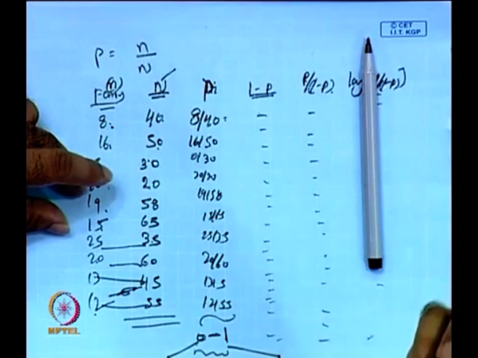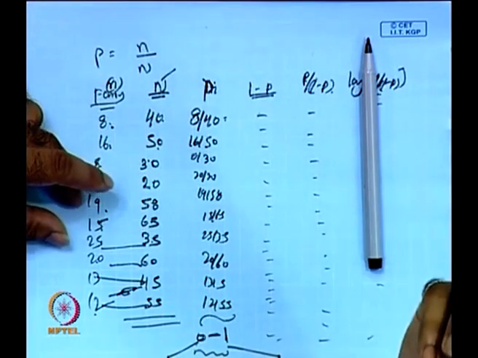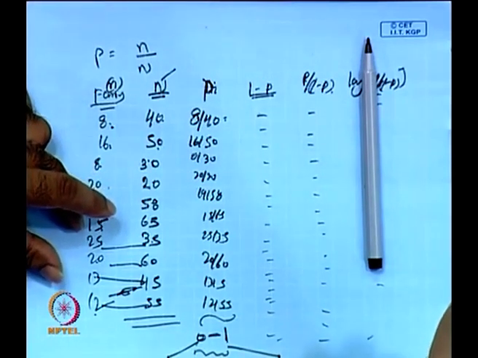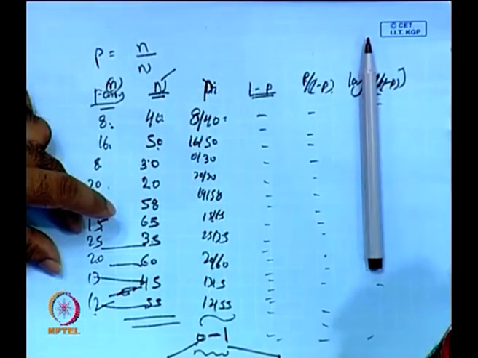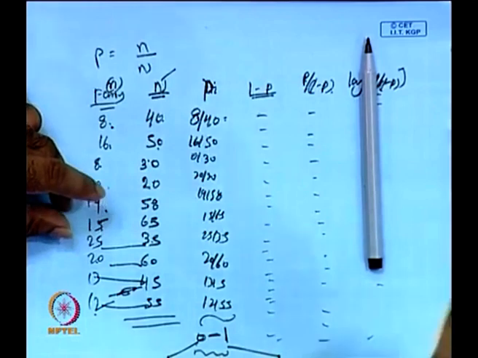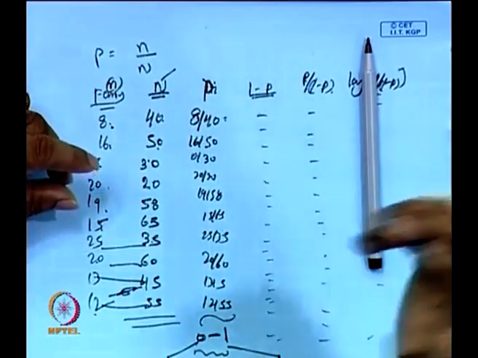Then we investigate 50 people, out of which 16 have a house. Okay. Similarly, we investigate 30, then 8 have a house. Similarly, we investigate 20 people, and all 20 have their own house. Similarly, we investigate 50, then 19 people have a house. Similarly, we investigate a group of 65, then 15 people have a house. Like this, we have to classify the entire structure.